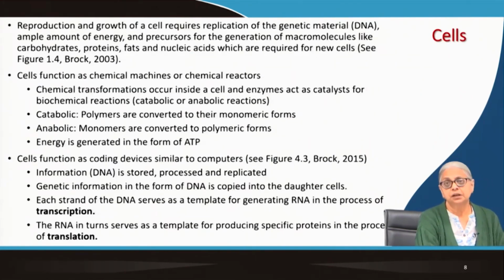As I said, what is the biological objective for all organisms? Reproduction and growth of the cell. These are the two main biological objectives. Now, how will those objectives be achieved? The first thing is you need to have replication of the genetic material, which is the DNA. You also need an ample amount of energy. Where is the energy going to come from?